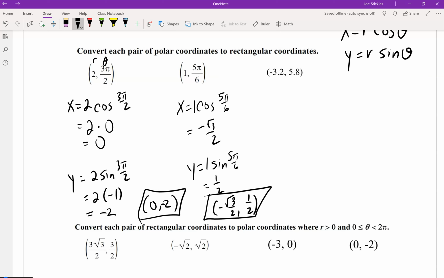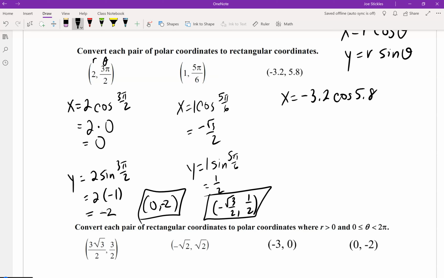All right, last one here. Even though this doesn't have a pi in it, we do it the exact same way. X equals negative 3.2 cosine of 5.8. Now, in these problems, make sure your calculator is set back in radians. You've probably had your calculator set in degrees for the last couple of sections because we've been solving triangles and finding areas. So make sure your calculator is in radian mode, because we're going to round these to some decimal places.